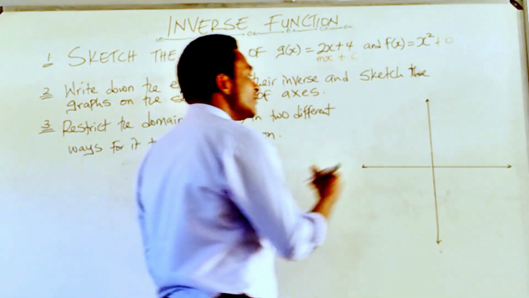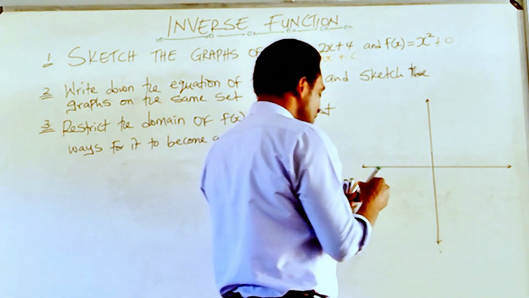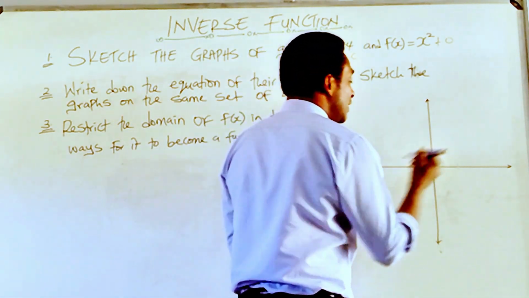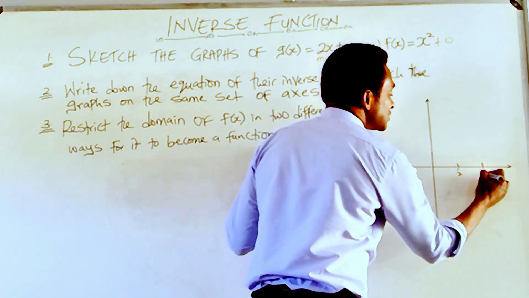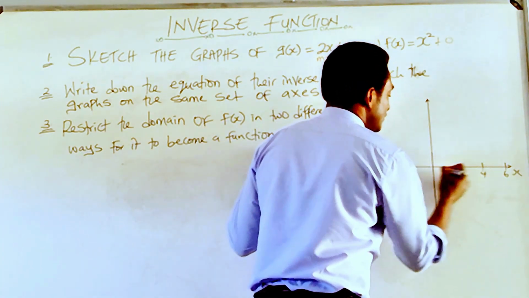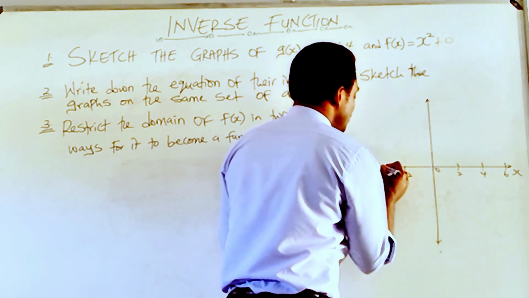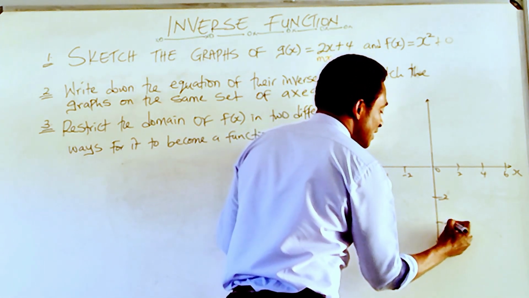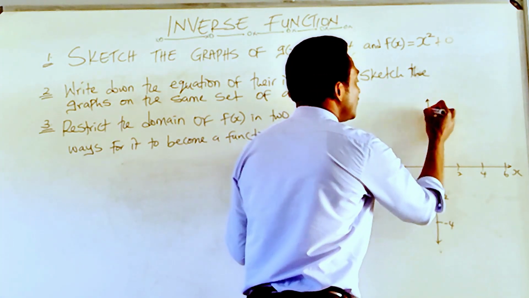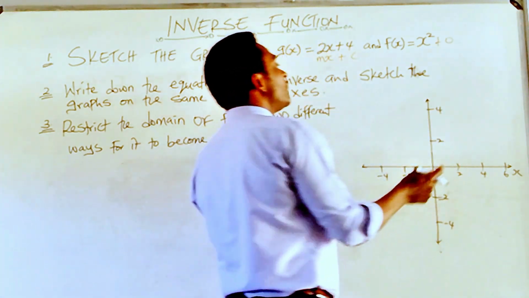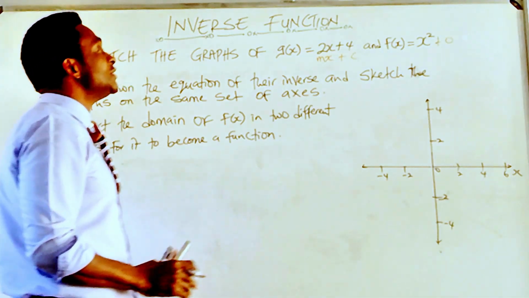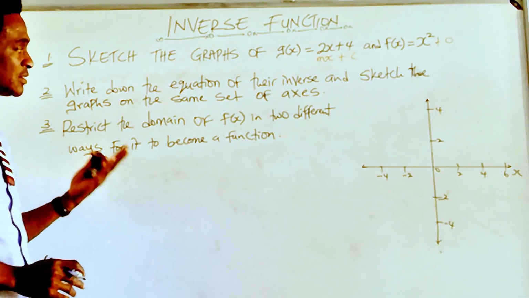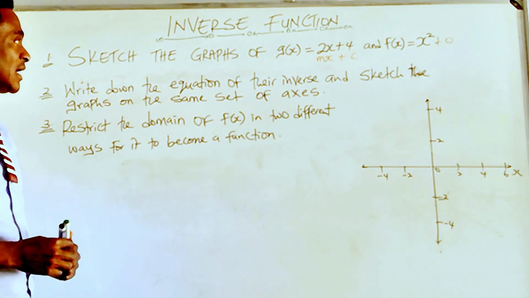Let's first of all complete our platform where we're going to sketch. We have -2, -4, and 2 and 4. If we need more space, we are going to extend the lines.